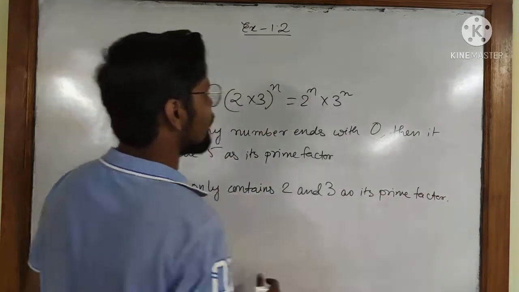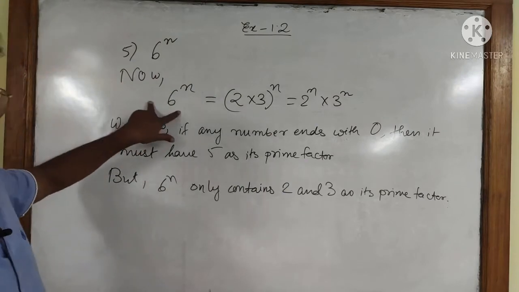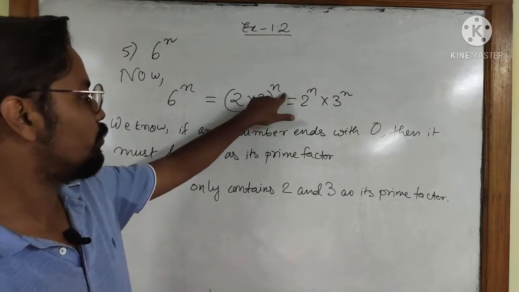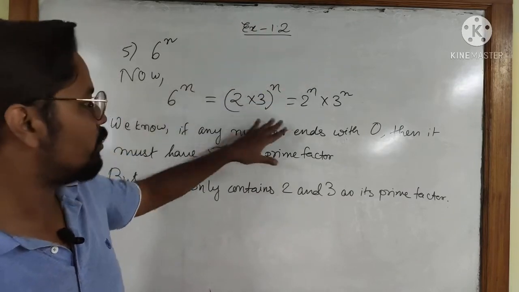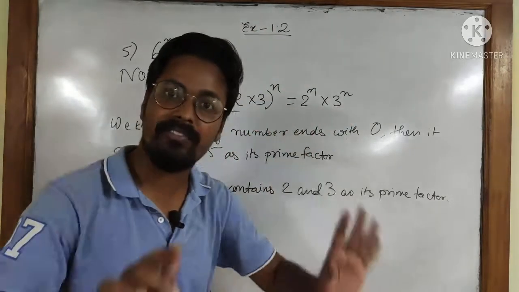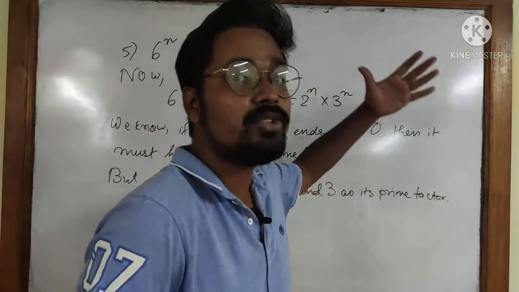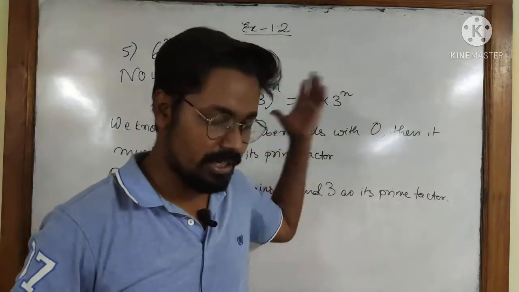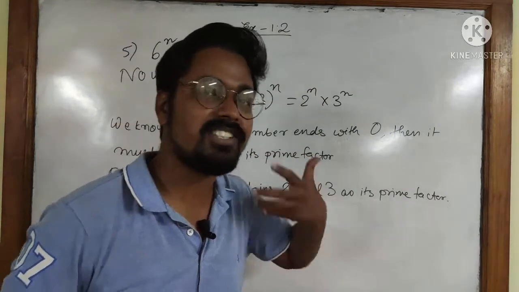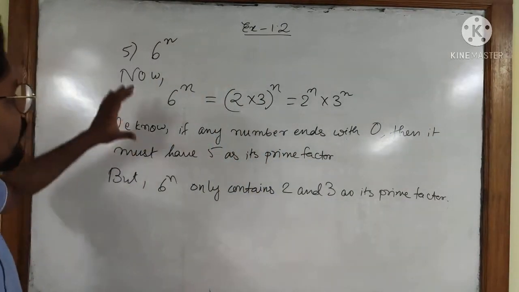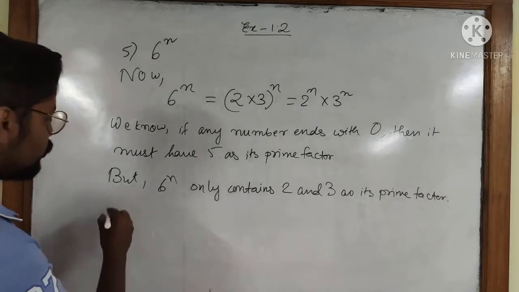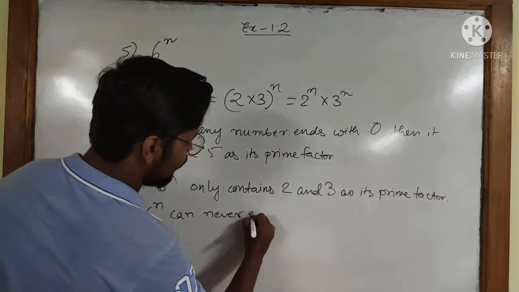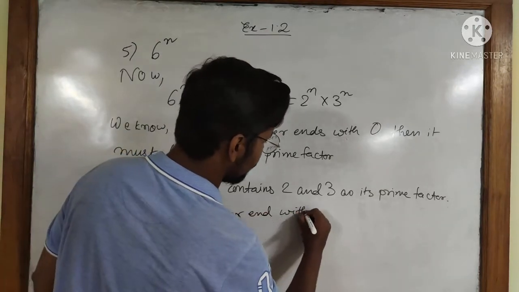I hope you understand. We must have 5 in this number, but if we factorize 6, then we get 2 into 3, to the power n, which can be any power. So ultimately we will get 2 and 3 only as the prime factors, no other number. That means 5 is not present in the factorization of this number, so 5 is not a prime factor, therefore this number can never end with 0. So 6 to the power n can never end with 0.